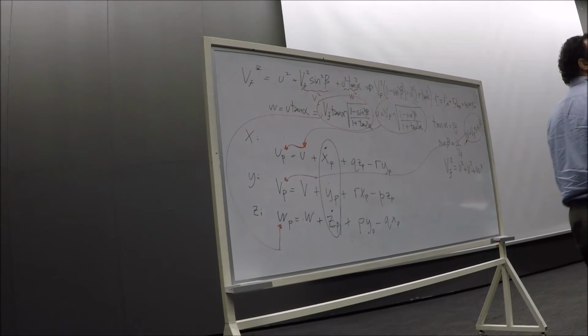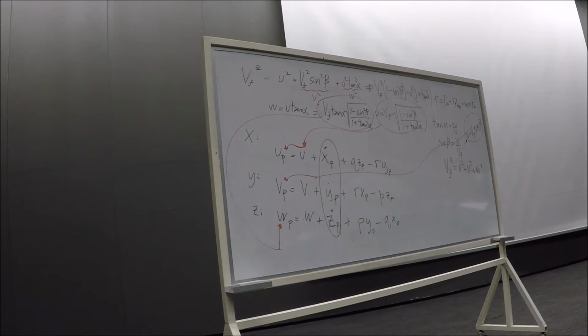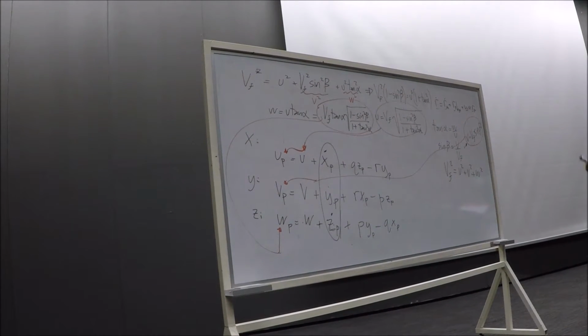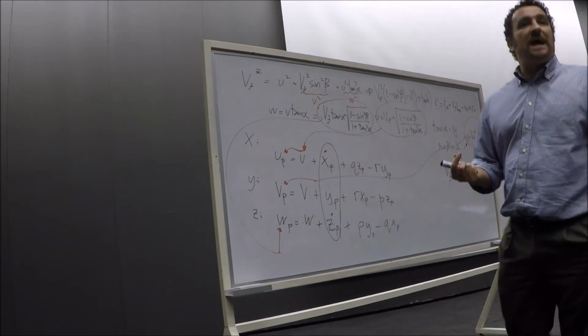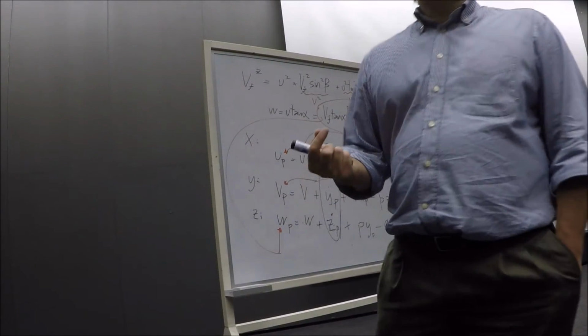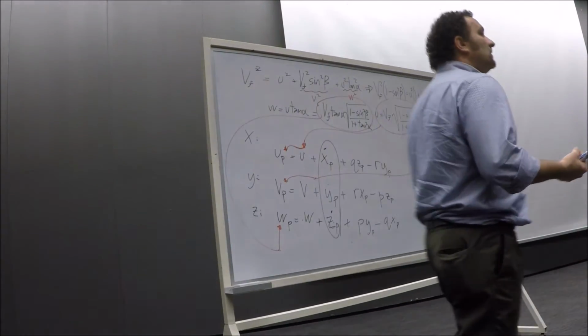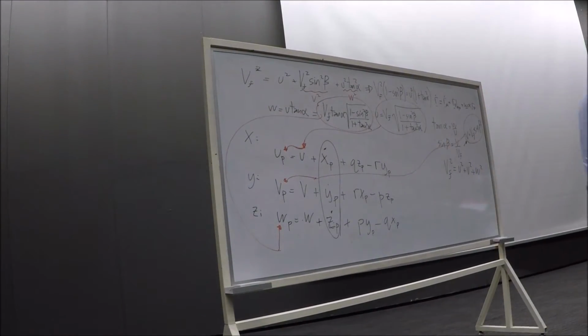Think of what x_p, y_p, z_p are, what these components are, and what is their velocity. What does the vector x_p, y_p, z_p measure? Position of what? Position of the aircraft with respect to what? Position of the aircraft with respect to the probe.